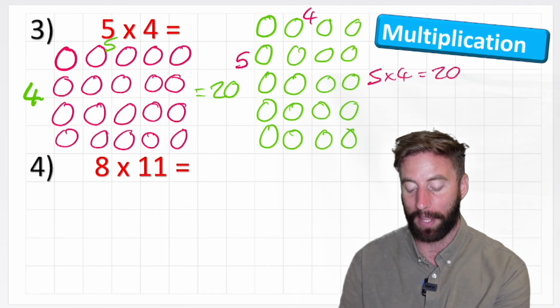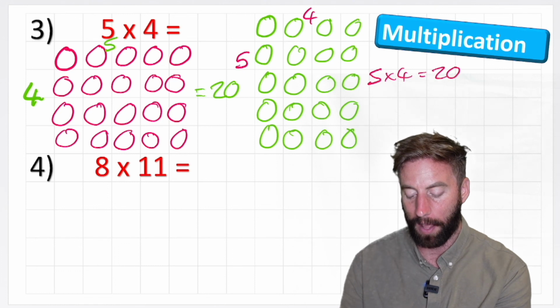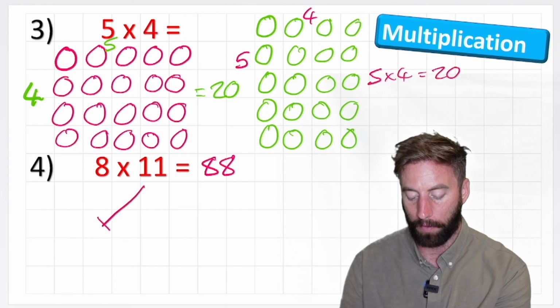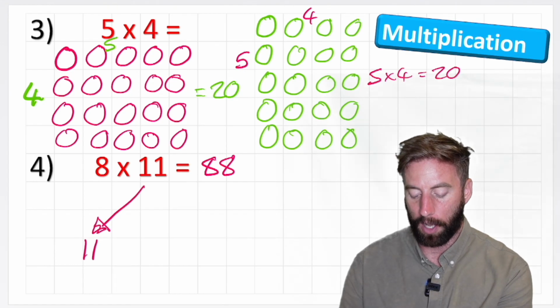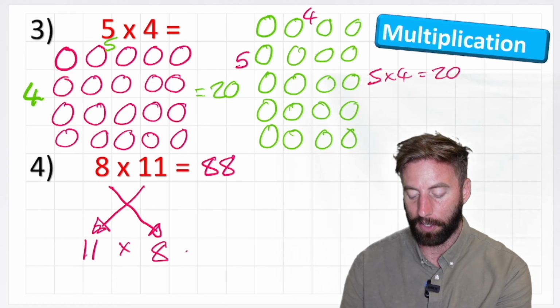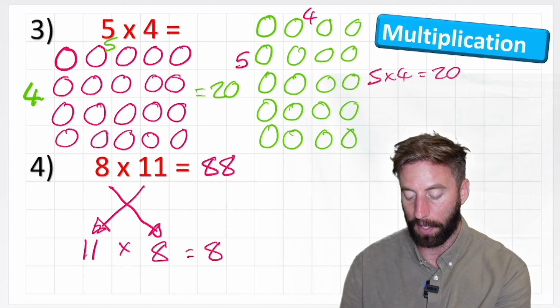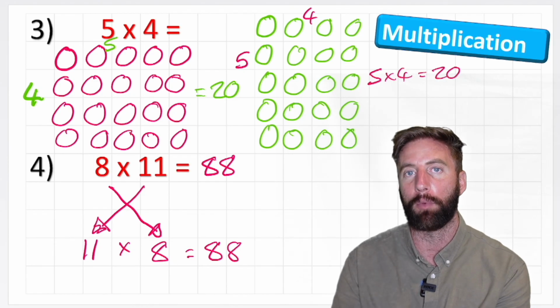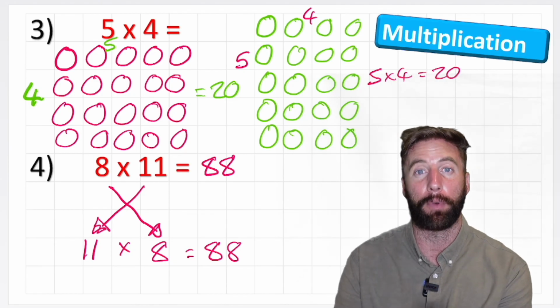And let's demonstrate it with 8 times 11. 8 times 11 is 88, but also move mine the other way around. Start with 11 times 8, and 11 times 8 is also 88. So multiplication and addition are both commutative. It doesn't matter which way around we put the numbers in our question.